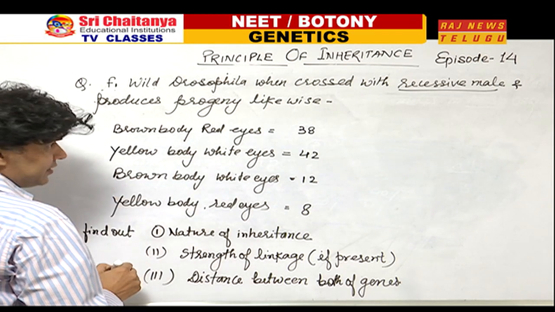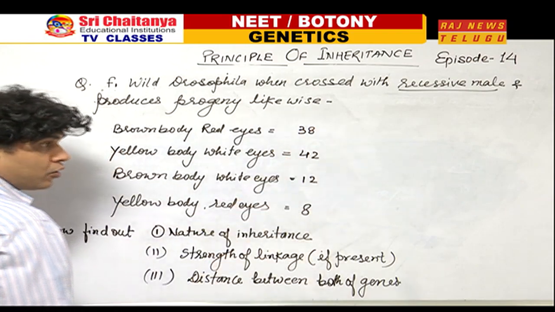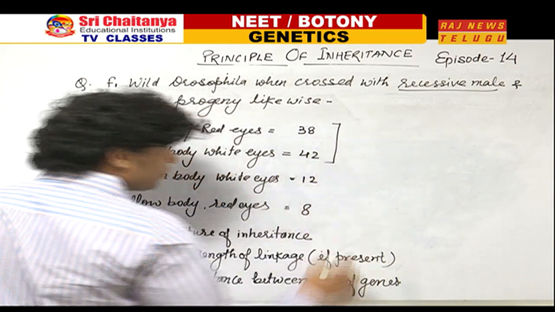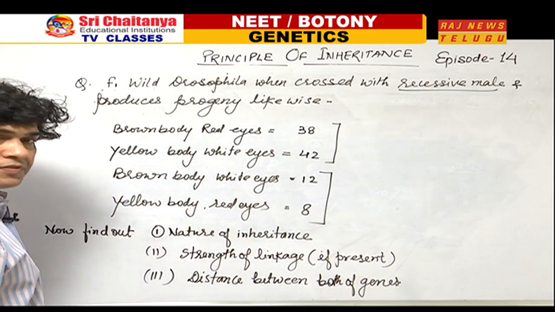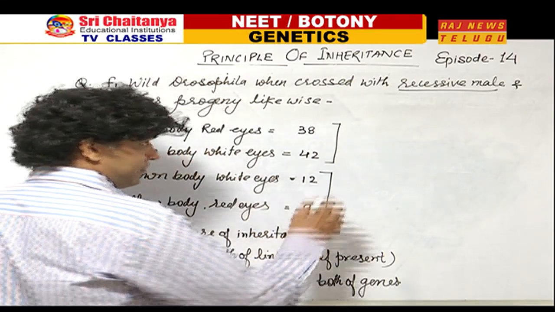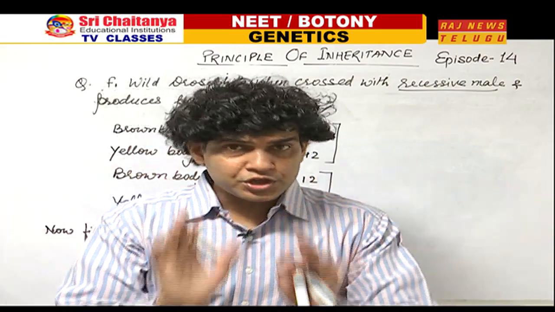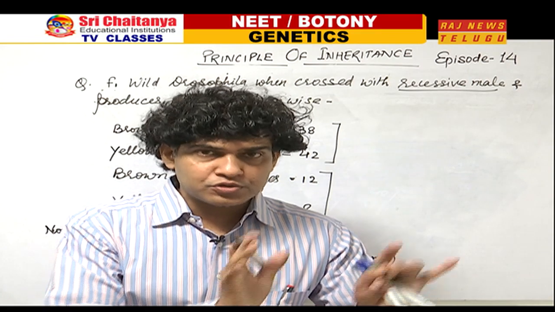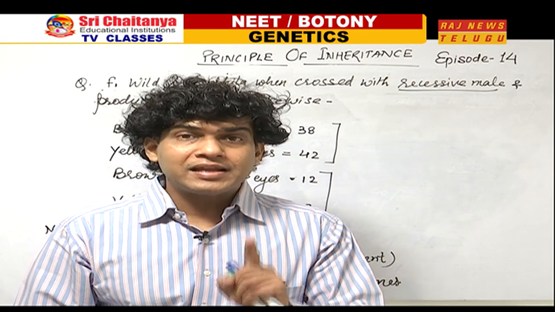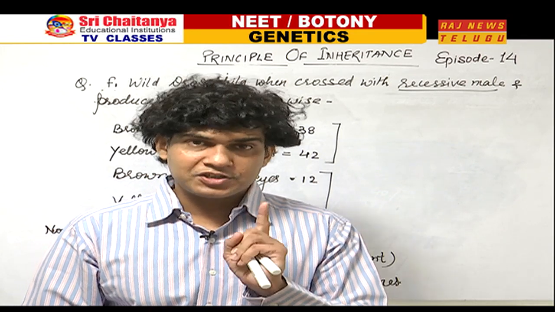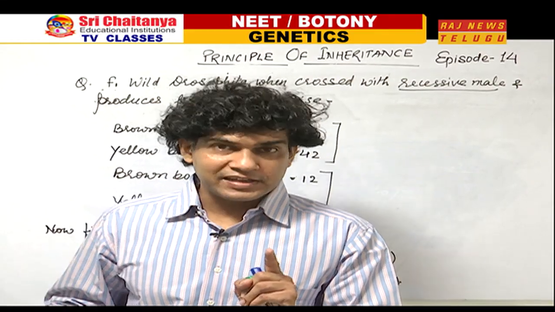Brown body, red eye, yellow body, white eyes means two types of combinations are arising more than 50%, and these two combinations are arising less than 50%. It means one thing is confirmed, that this ratio is not in a 1:1:1:1 ratio. If this ratio is not in a 1:1:1:1 ratio, it means one thing is confirmed, that this is not the case of general Mendelian genetics. Means here linkage is present. Now we have to decide complete linkage or incomplete linkage.